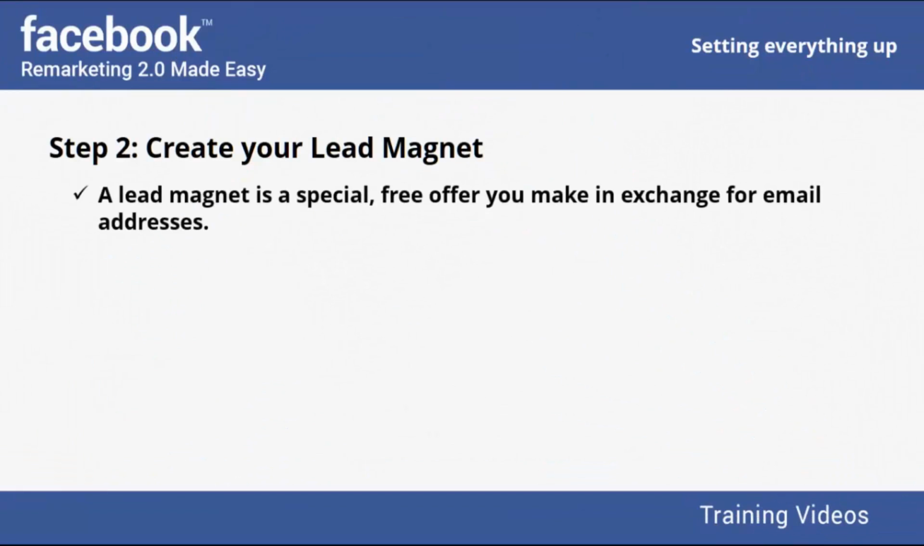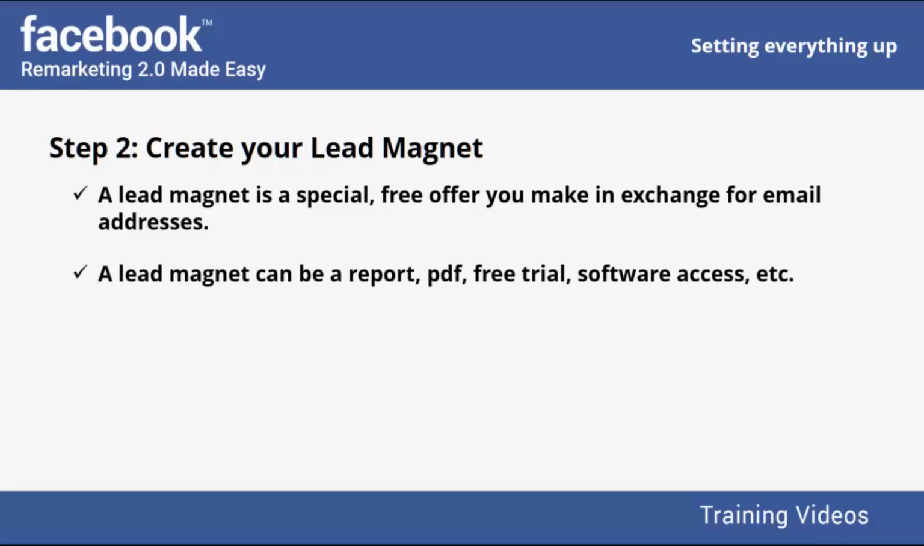Step 2. Create your lead magnet. A lead magnet is a special, free offer you make in exchange for email addresses. With an attractive lead magnet, you'll accelerate your email list building. A lead magnet can be a report, PDF, free trials, software access, etc. With this, you can build a list by offering free stuff.